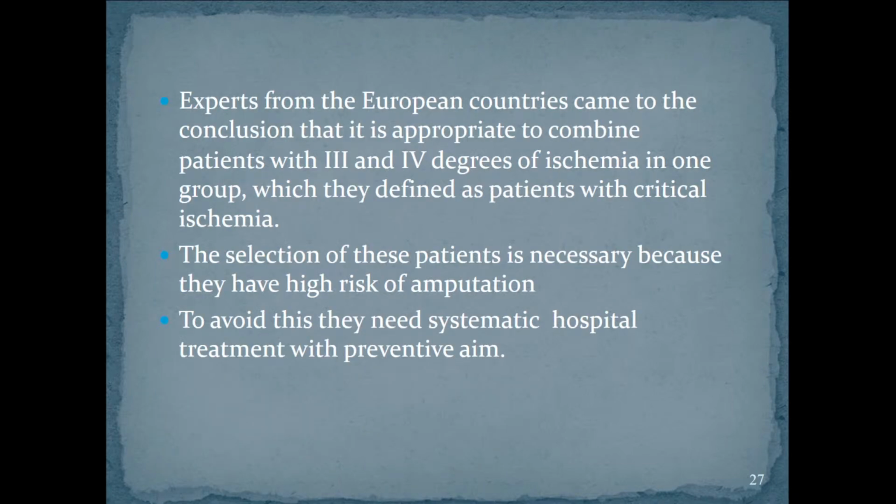Experts from European countries came to the conclusion that it is appropriate to combine patients with third and fourth degree of ischemia in one group, which they defined as patients with critical ischemia. The selection of these patients is necessary because they have high risk of amputation. To avoid this, they need systemic hospital treatment with preventive aim.